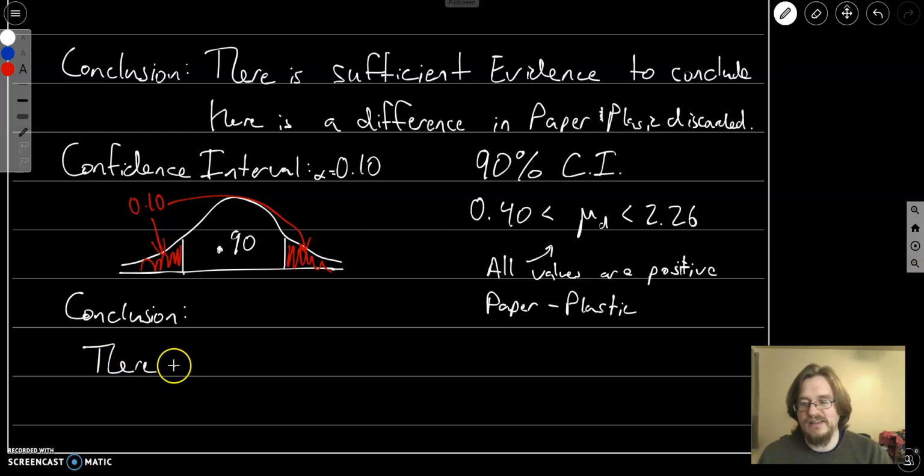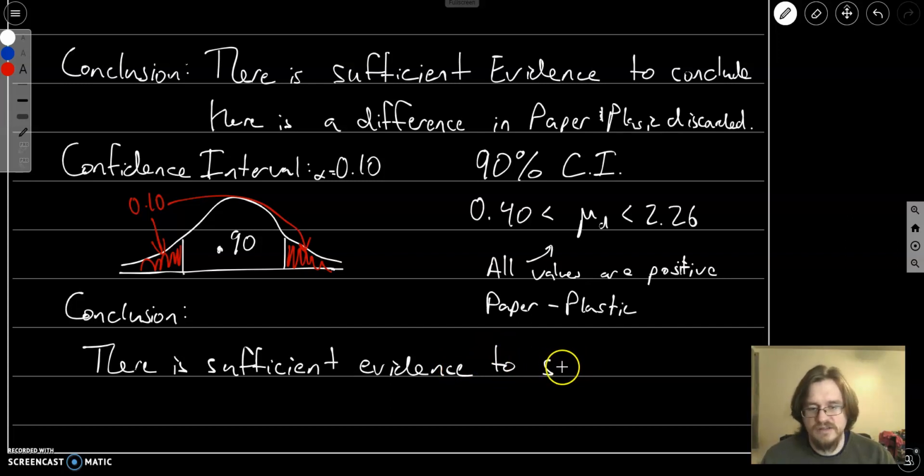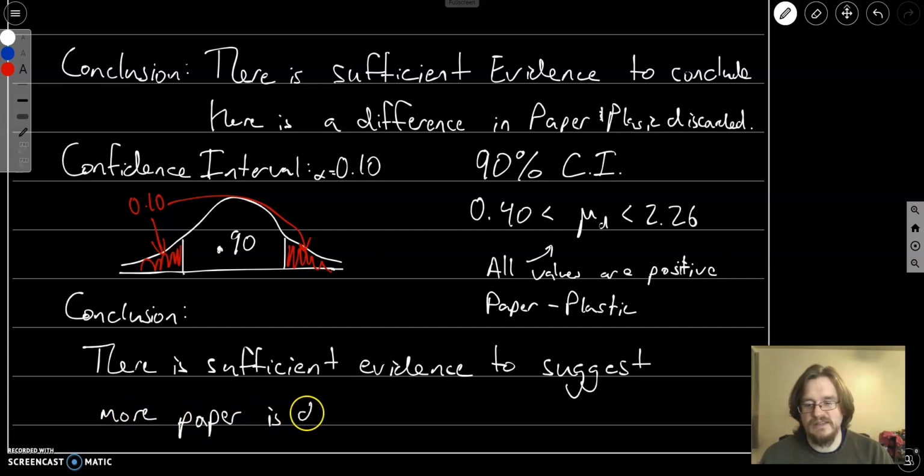So we can say that there is sufficient evidence to suggest more paper is discarded than plastic.